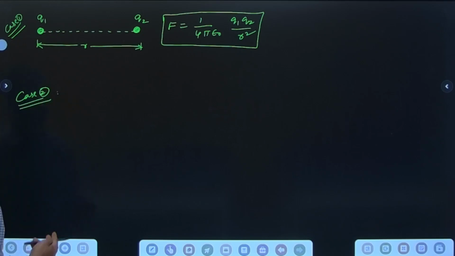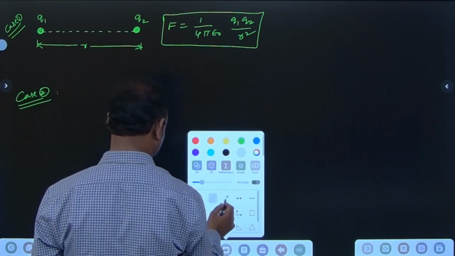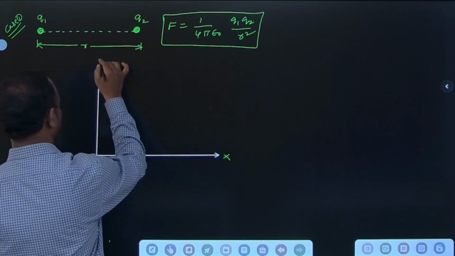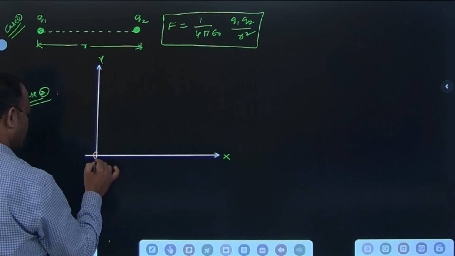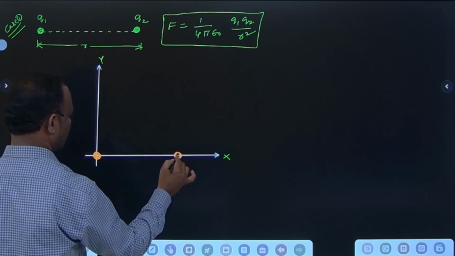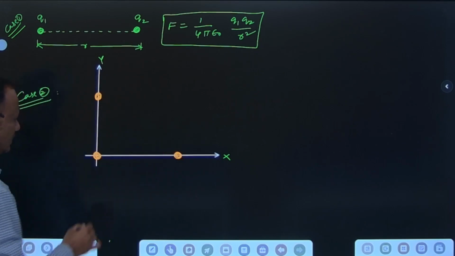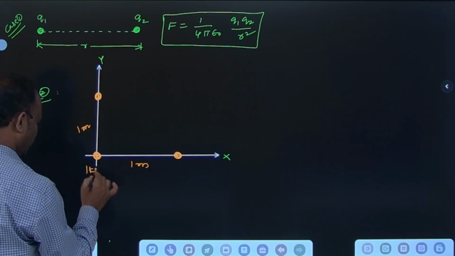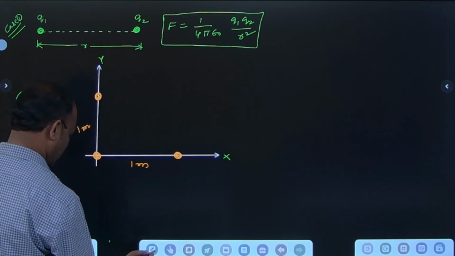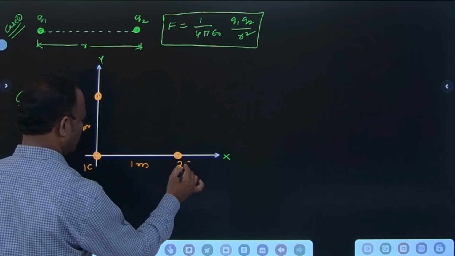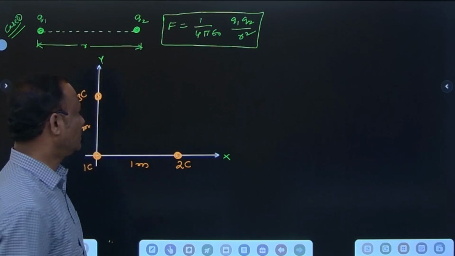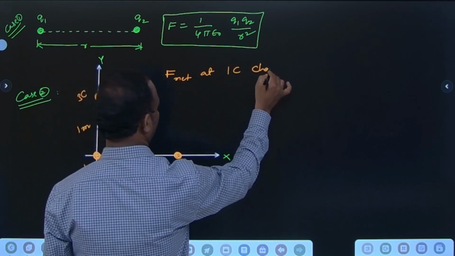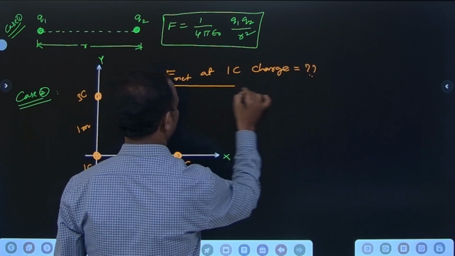Case 2: there is an x and y axis. I am choosing three charges. One charge is at the center, another charge is on the x axis, and the next charge is on the y axis. The distance is, for example, 1 meter and 1 meter. Let the charges be 1 coulomb or 1 micro coulomb, anyone can. This is 1 coulomb charge, 2 coulomb charge, 3 coulomb charge. My question is to find the net force on the 1 coulomb charge.